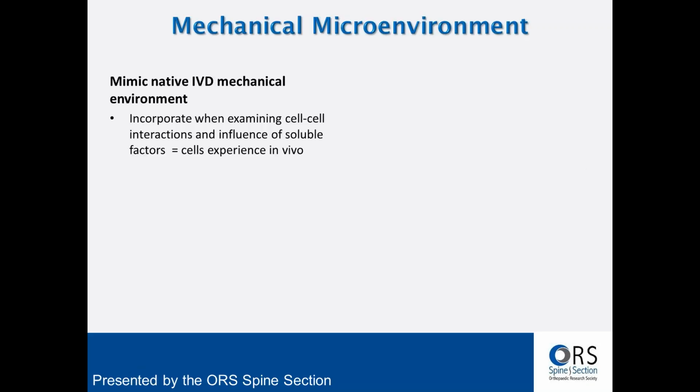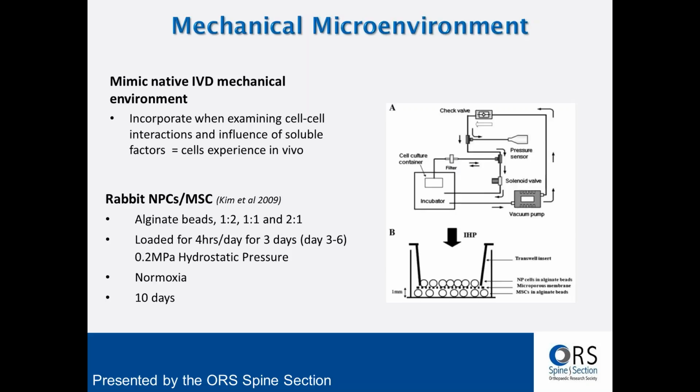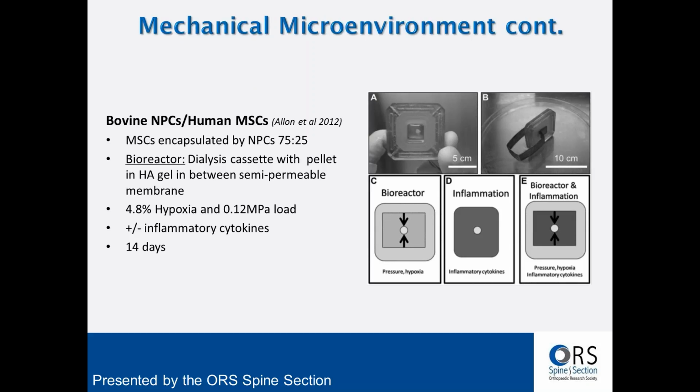So mimicking the native disc microenvironment is important, as is incorporating cell-cell interactions and the influence of soluble factors. So NP cells and stem cells have been co-cultured with indirect contact and subject to hydrostatic pressure in normoxic conditions for up to 7 days. Stem cells have also been encapsulated by NP cells in bioreactors in hyaluronan gels and subject to physiological loading, hypoxia, and pro-inflammatory cytokines. This is carried out for 14 days.